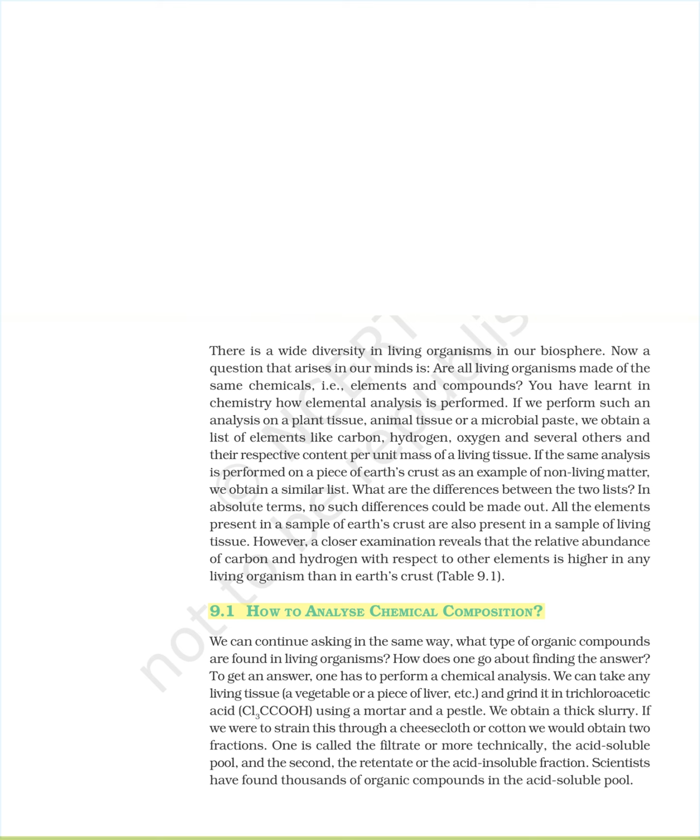9.1 How to analyze chemical composition? We can continue asking in the same way, what type of organic compounds are found in living organisms? How does one go about finding the answer? To get an answer, one has to perform a chemical analysis. We can take any living tissue, a vegetable or a piece of liver, etc., and grind it in trichloroacetic acid, Cl3CCOOH, using a mortar and a pestle.